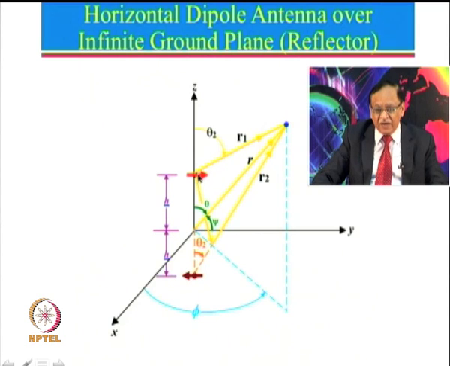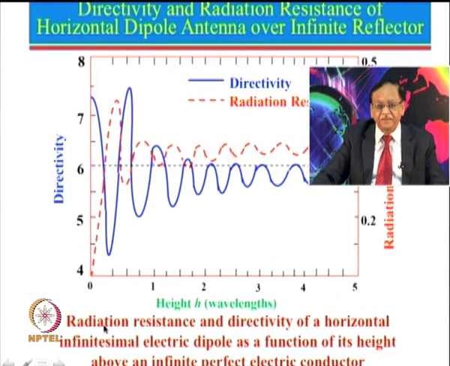So, let us see now what happens here. If this particular dipole is right next to the ground plane, then what will happen? This actually gets short circuited. So, the impedance will become 0. Now, as this is moved above, what will happen? Let us see, first we will see the directivity curve.